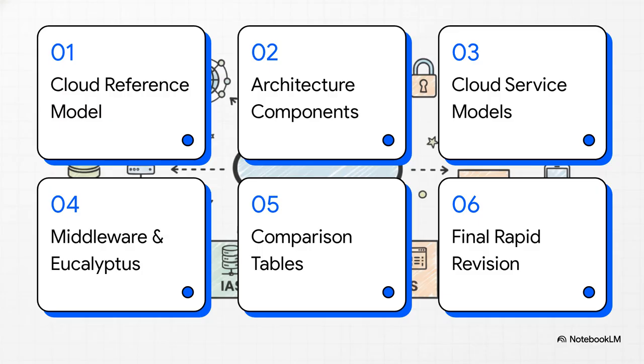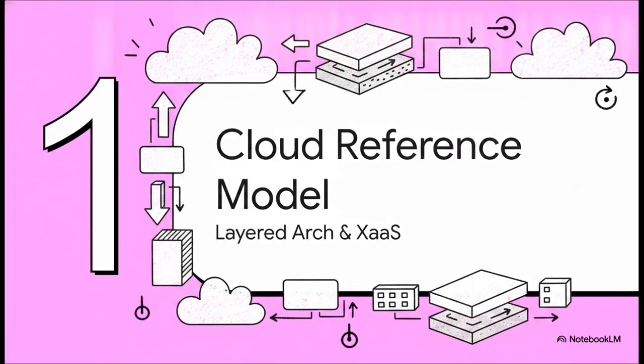We'll cover the cloud reference model, architecture components, cloud service models, middleware, and Eucalyptus, hit those vital comparison tables, and wrap up with a final rapid revision. Okay, Section 1, the cloud reference model, covering layered architecture and XaaS.